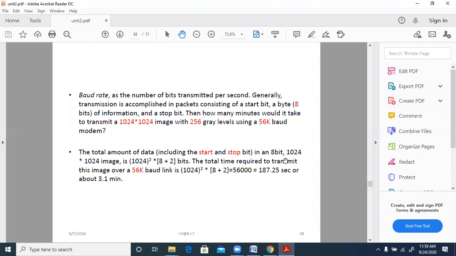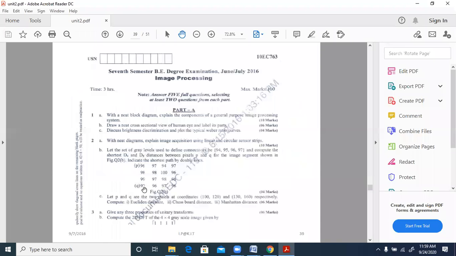The total time required to transmit this image over a 56K modem is this divided by 56,000. Please remember that this is divided by 56,000. So 1024 square into 10 divided by 56,000 will give you 187.25 seconds, or approximately 3.1 minutes.